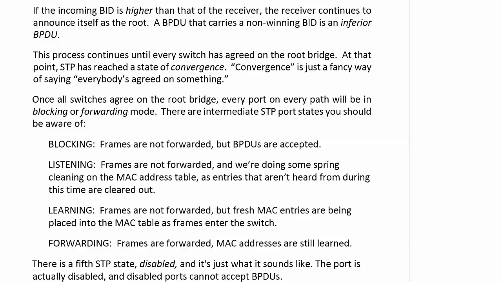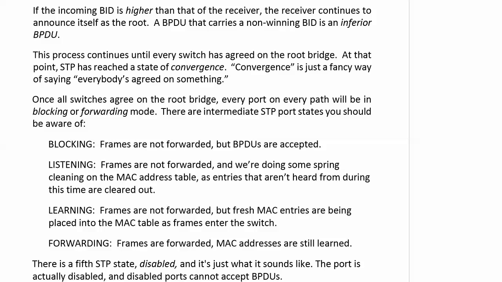That process is going to continue until every switch agrees on the root. And at that point, STP has reached a state of convergence. I know I've used that term a couple times, and you might not be familiar with it. Convergence is just a fancy way of saying everybody's agreed on something. If 5 people get together in the hallway and they decide what they want for lunch and they agree on it, some grudgingly I'm sure, but there is convergence. We've all agreed we're going to this place. Well, that's what we want in our routing protocols, and that's what we want in our switching protocols, a state of convergence.